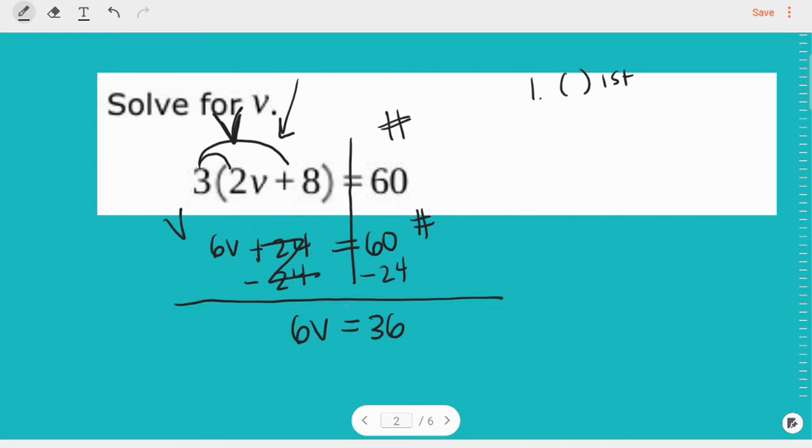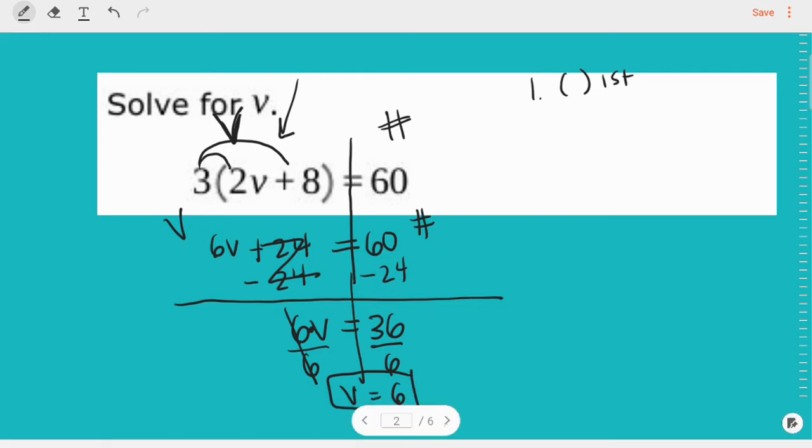How do I finish solving that? Remember, this is multiplication. How do you undo multiplication? I divide. So I'm going to divide both sides by 6, and I am left with v equals 6, because 36 divided by 6 is 6.